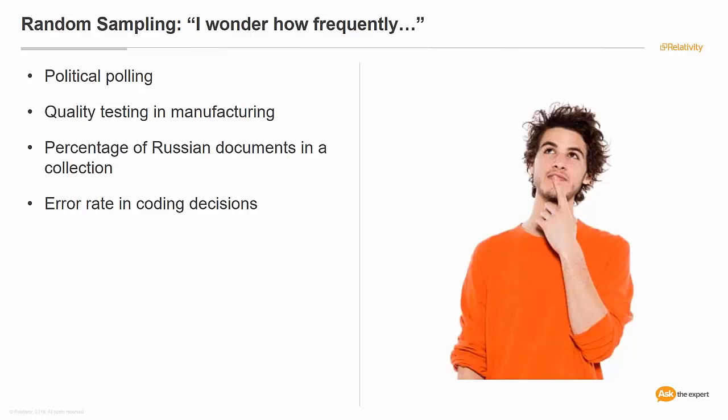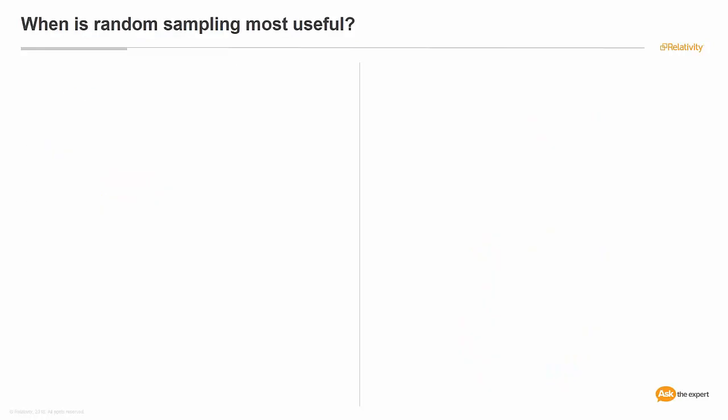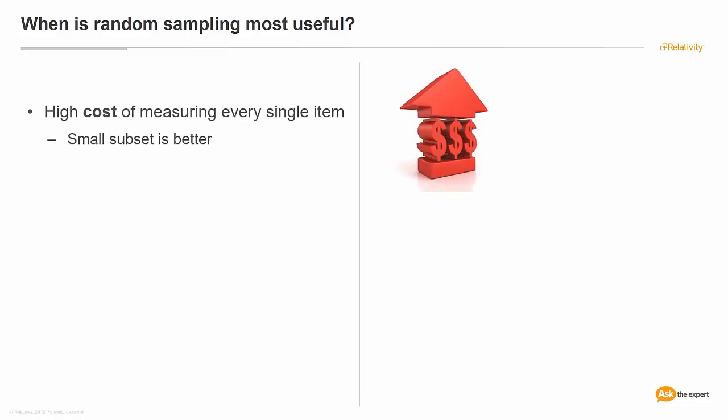So these are all cases where we're interested in the rate of occurrence. More broadly, I think there's a few things that I look for when I ask myself, is this a good problem to use random sampling to solve? The first one is there's a cost associated with measuring every single item, and the cost of measuring a subset is much less.